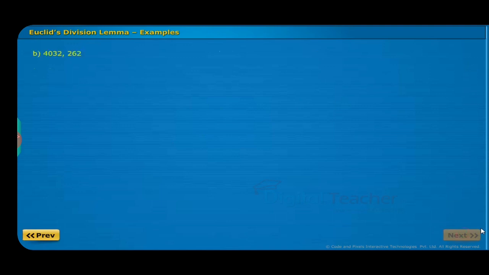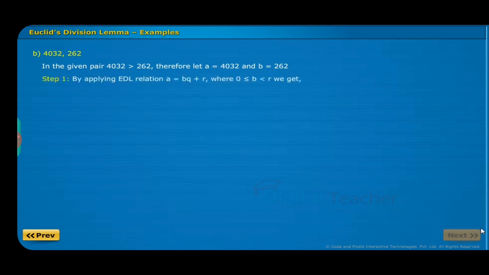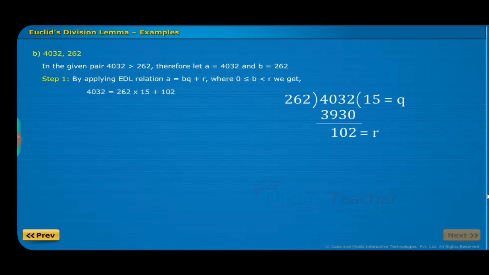B. 4032, 262. In the given pair, 4032 is greater than 262. Therefore, let a is equal to 4032 and b is equal to 262. Step 1. By applying the EDL relation a equal to bq plus r, where 0 is less than or equal to r less than b, we get as shown. So, 4032 is equal to 262 into 15 plus 102.